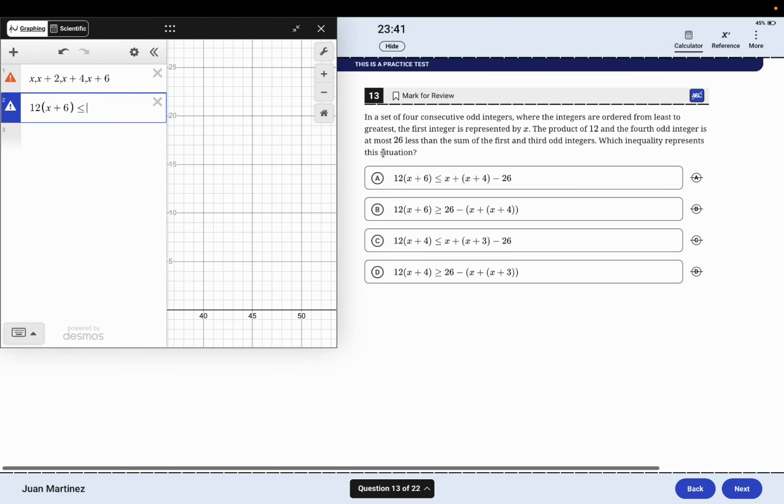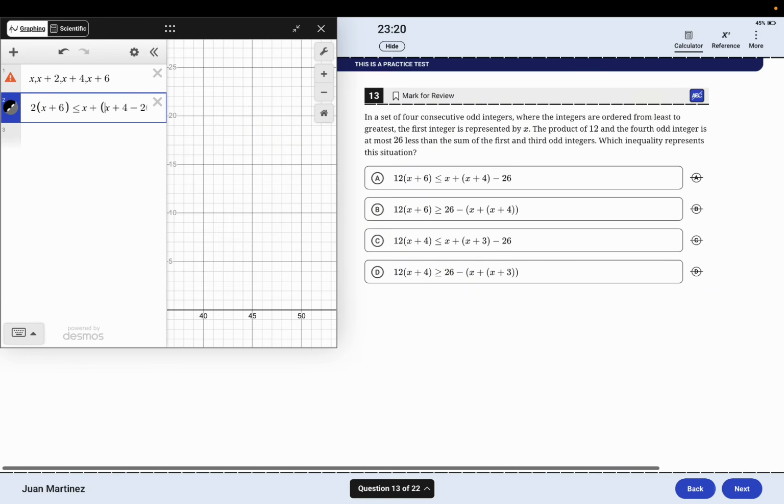And now we're saying that it's 26 less than the sum of the first and the third odd integers. So the first integer is x plus 4, right? Minus 26.